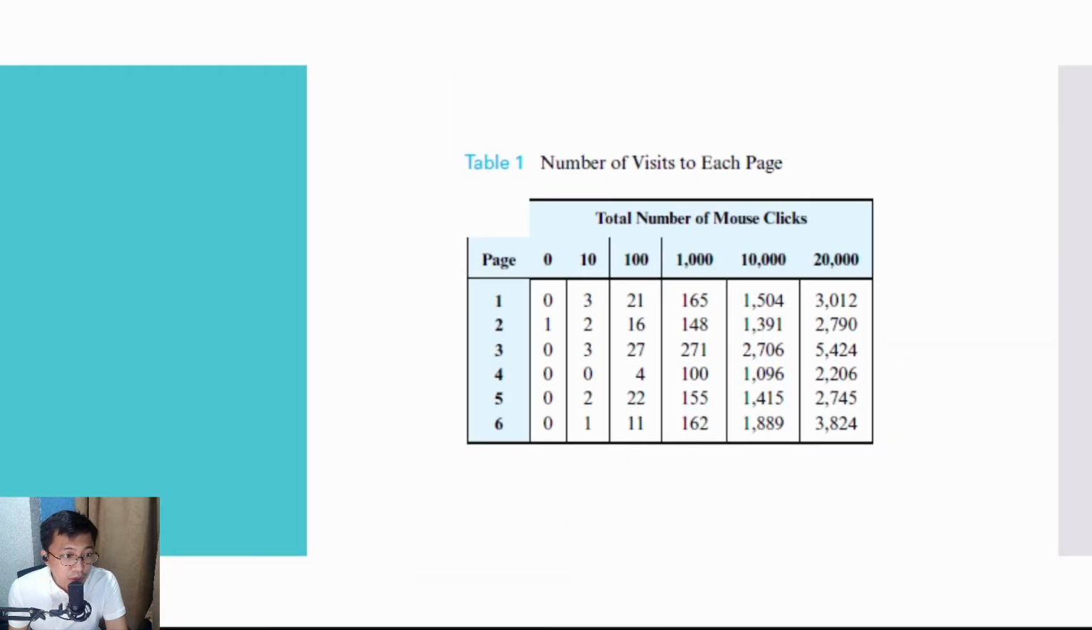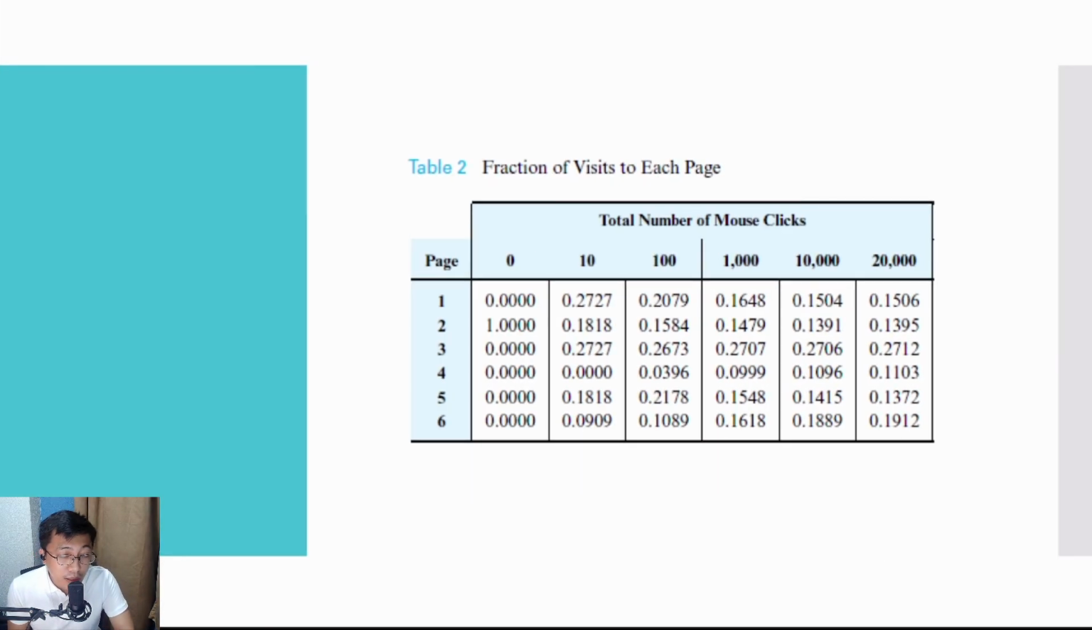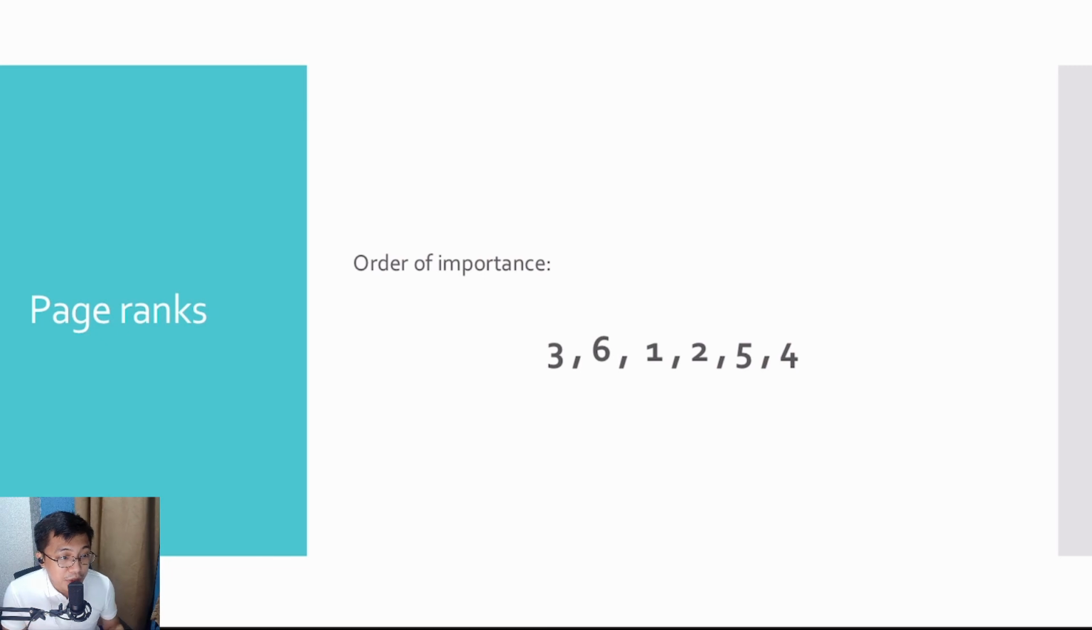Okay? So to summarize the data, here you can see that initially she is at page 2, because that's the only one that has a value. So after 20,000 clicks, these are the number of clicks that each page got. But let's express it as a fraction. Because we are dealing again with probabilities, after 20,000 clicks, you will see that the values here stabilized to these values. Okay?